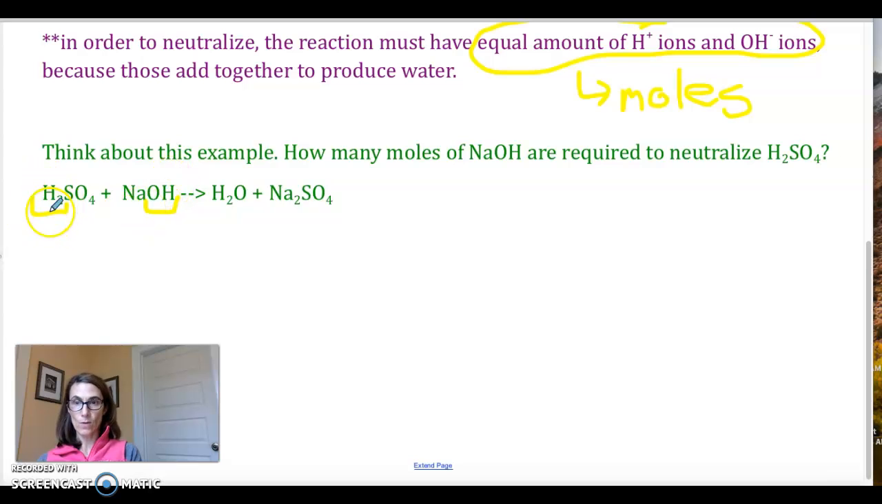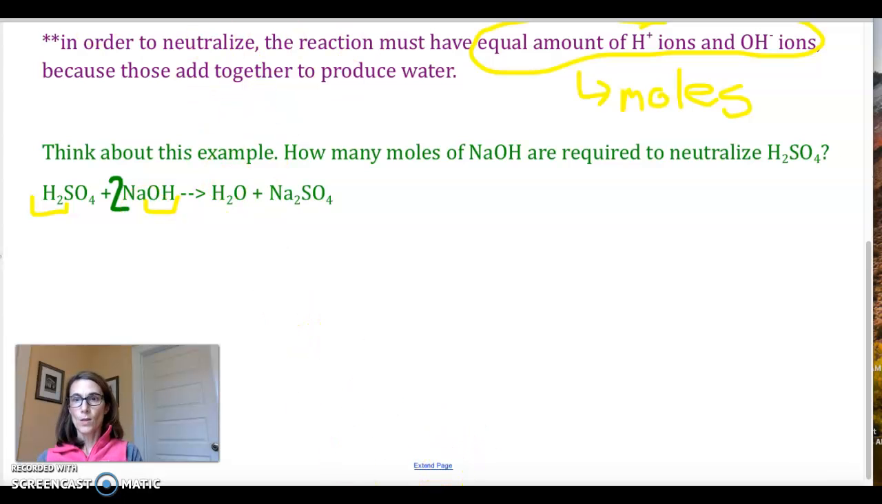And in this case, we have two H plus ions in H2SO4 and only one OH in sodium hydroxide. So what this equation is going to need is 2 moles of NaOH for every 1 mole of H2SO4. So it's kind of like thinking back to stoichiometry and our mole ratios almost, but we're really just focusing on those H plus ions and those OH minus ions. So just based on this formula, there's only one OH, so we're going to need 2 moles of that to balance out 1 mole of H2SO4.